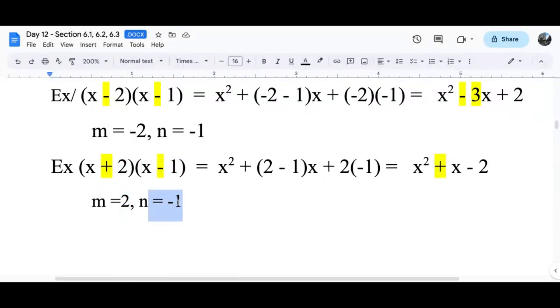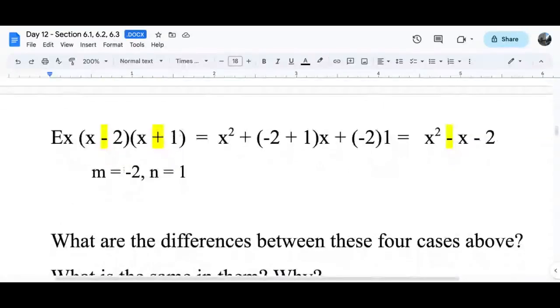Let's keep moving. So we have x plus 2 times x minus 1. Now m is positive 2, n is negative 1. Well, m plus n is 2 plus negative 1, and m times n is 2 times negative 1. So we get x squared plus x minus 2. Now m equals negative 2, n equals positive 1. So we get x squared plus (negative 2 plus 1)x, negative x. Then negative 2 multiplied by 1, which is negative 2.